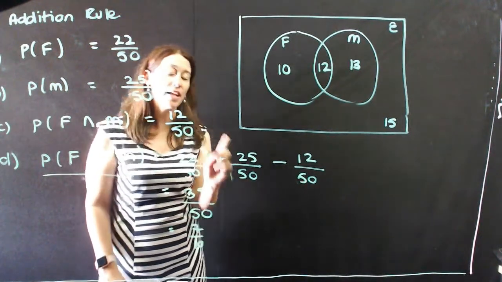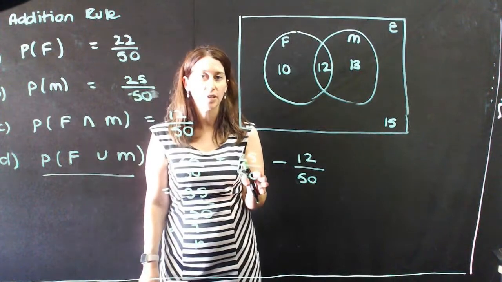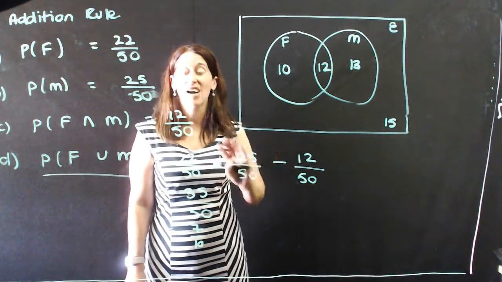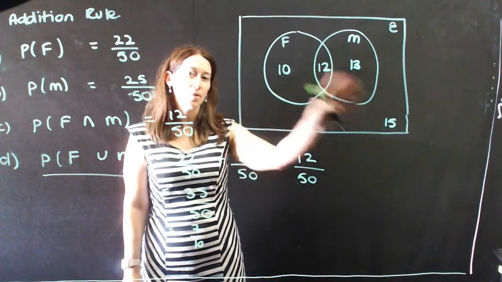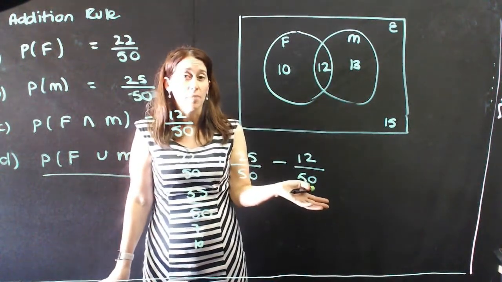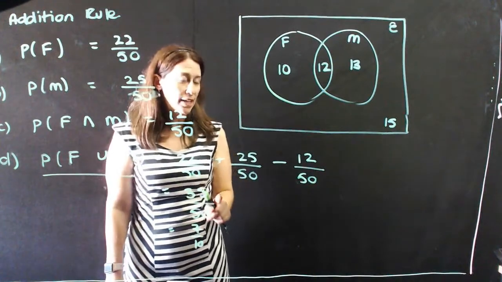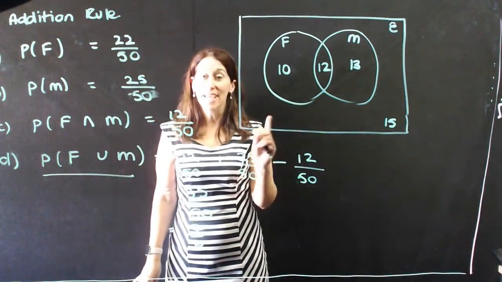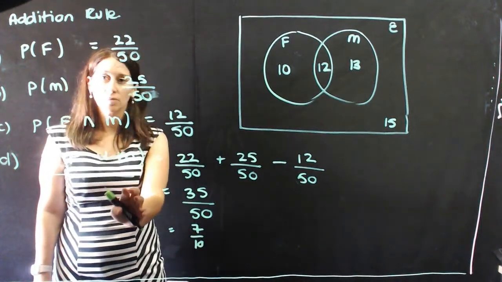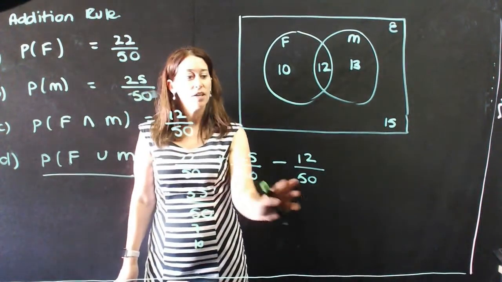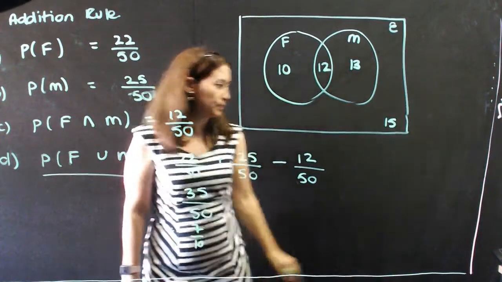If the two events are mutually exclusive, that means they can't occur at the same time. Mutually exclusive means there's no overlap. Then you don't need to worry about the overlap. But if the events are not mutually exclusive, such as this, where there is an overlap, when you're calculating the probability of something or something, you would add the two together and subtract any overlap.